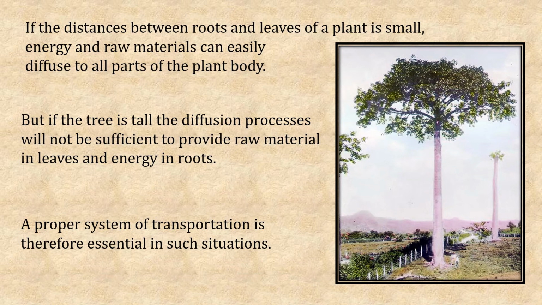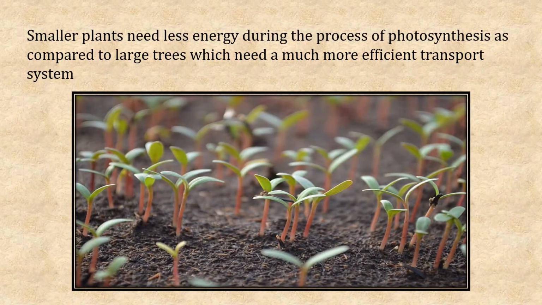As you can see, the tree is pretty tall over there, so just the process of diffusion is not enough for the plant to survive. So therefore, a proper system of transportation is needed. Let us study about this. Smaller plants need less energy during the process of photosynthesis as compared to large trees, which need a much more efficient transport system.